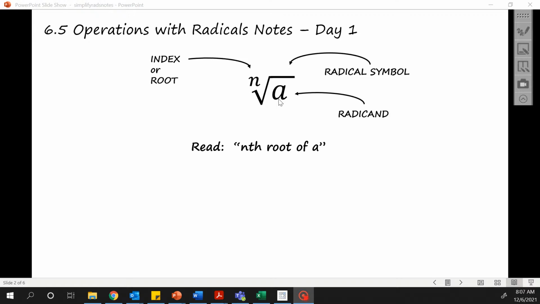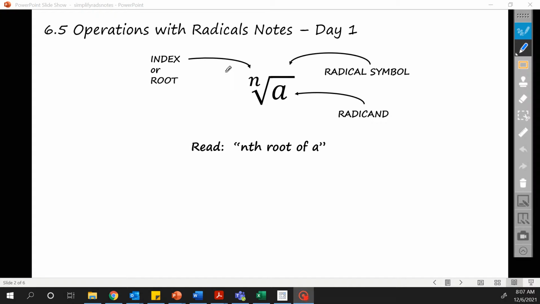Every radical has what is called an index. In this case, the index is n. It's just a placeholder for a number. A lot of times you see a radical that doesn't have an index written down, in which case you assume that the index is 2 and that you're taking a square root. However, the index does not have to be 2.